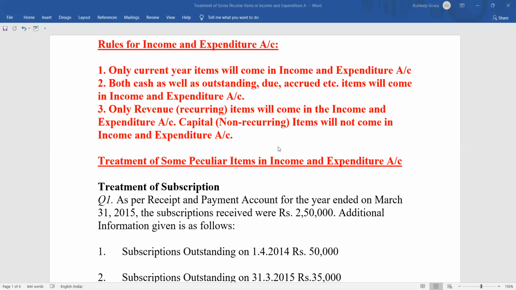Basically, an income and expenditure account, as we have learned in the first class, is just a picture of the profit and loss account that we prepare in a profit earning organization. That is similar to that. So the qualities of the profit and loss account we can see in the income and expenditure account also. First of all, remember that only current year items will come in the income and expenditure account.